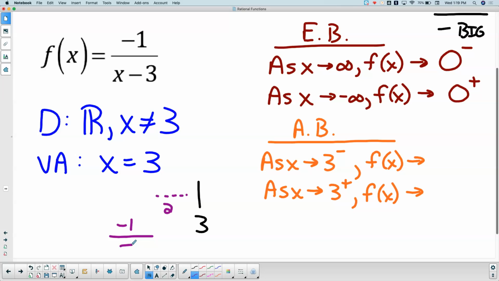And that gap is going to get smaller and smaller, which means this fraction down here is going to do what? Get bigger and bigger and bigger, right? So it's going to go to positive infinity.